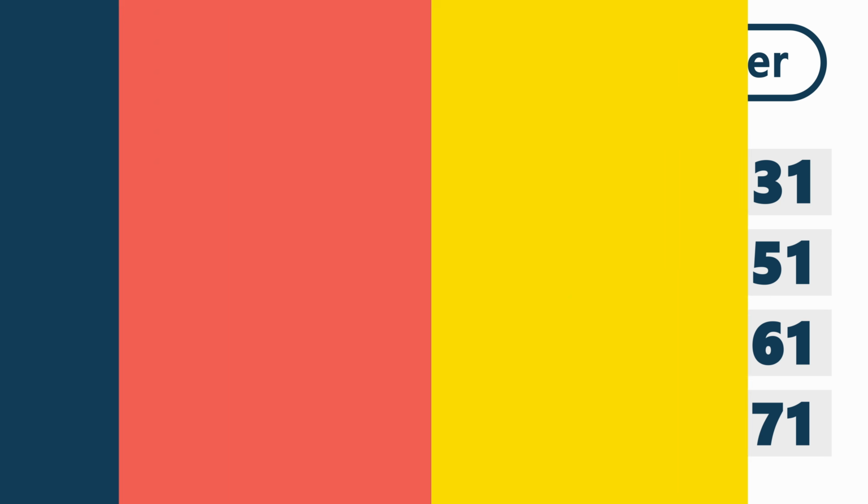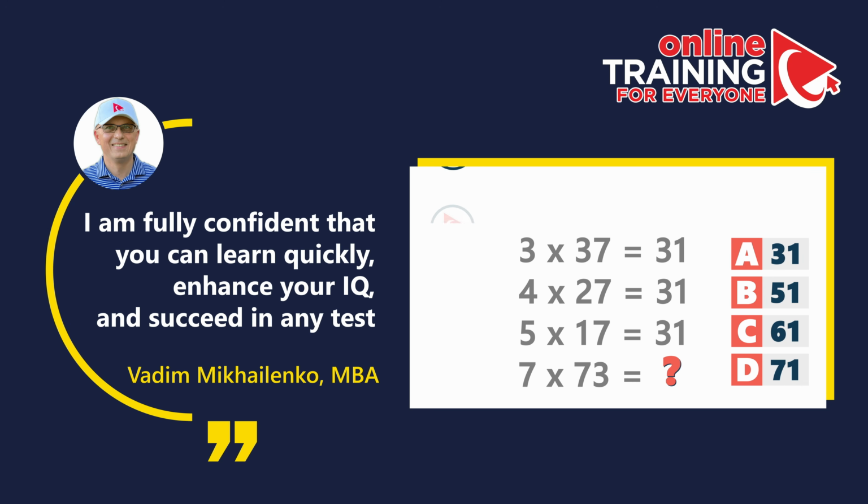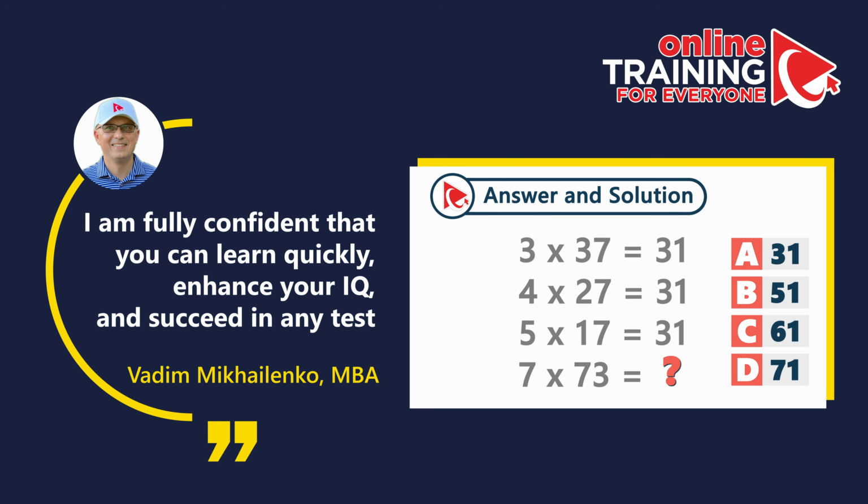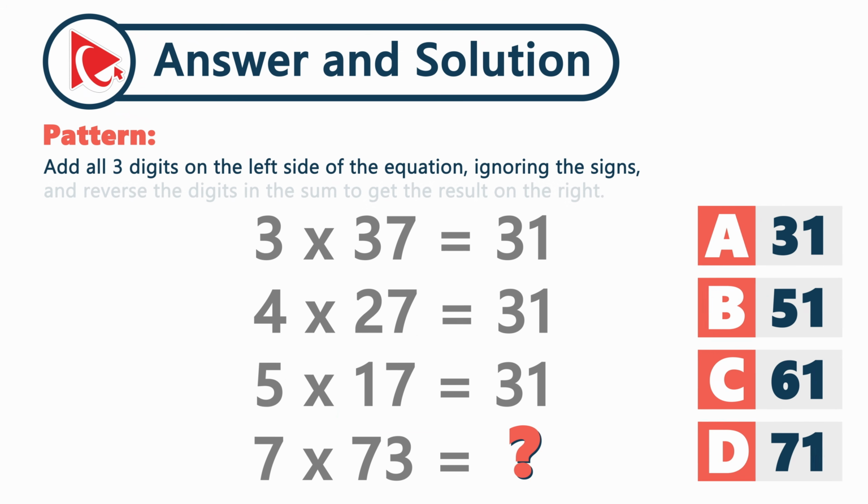Time's up. Are you ready with your answer? The pattern here is so simple that you will be amazed. You need to add all 3 digits on the left side of the equation, ignoring the signs, and reverse the digits in the sum to get to the result on the right.